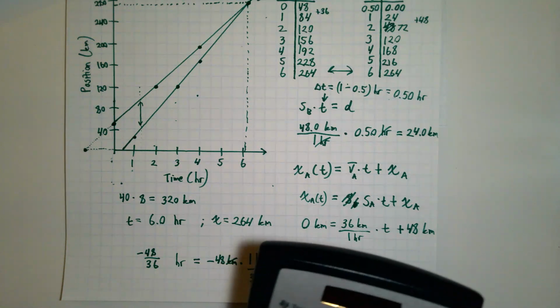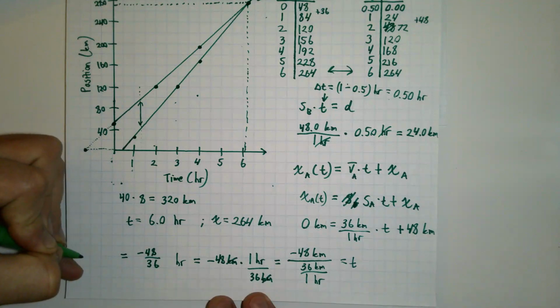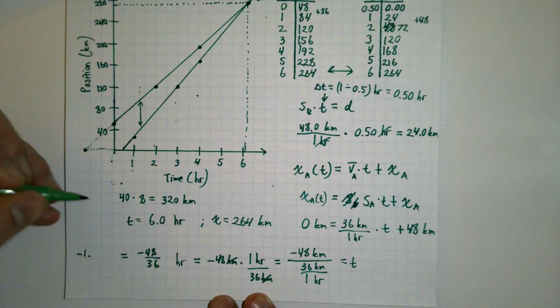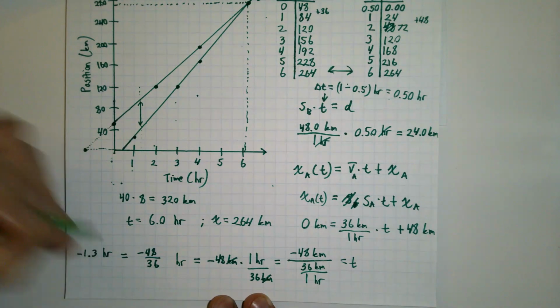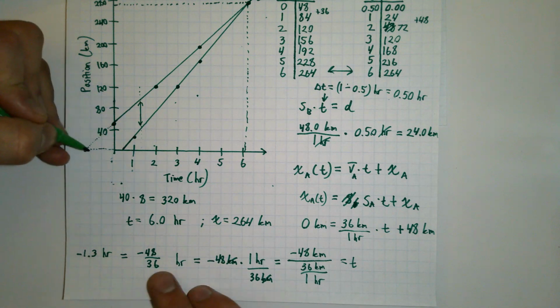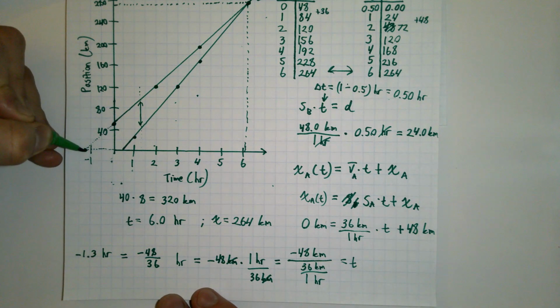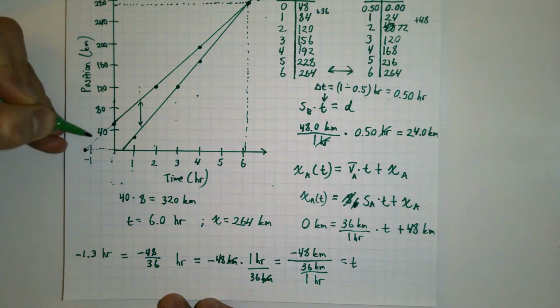48 divided by 36 gives us a time of negative 1.3 hours. I'll stick with only 2 significant figures here. So that's what this represents here. And remember, we said a little bit more than an hour, right? This would be -1 hour. That's a little bit more than -1.